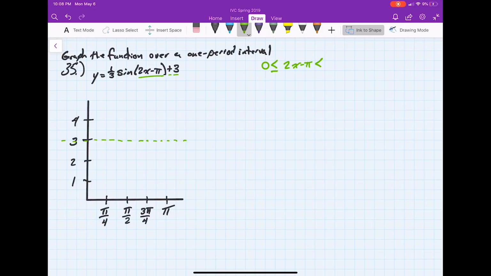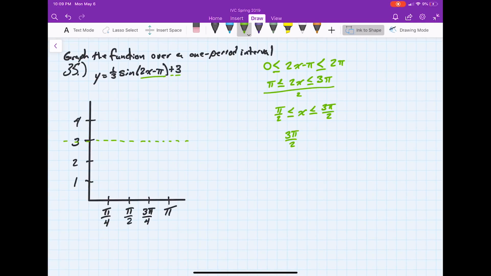So 0 is less than or equal to 2x minus pi, which is less than or equal to 2 pi. Our normal period is between 0 and 2 pi. I put what's happening to the x in the middle there. And now I'm just going to add pi to both sides to get that out of there. So now our period is between pi less than or equal to 2x, which is less than or equal to 3 pi, because I added that pi to both sides. Divide this whole thing by 2, and that is going to get us pi over 2 less than or equal to x, which is less than or equal to 3 pi over 2.